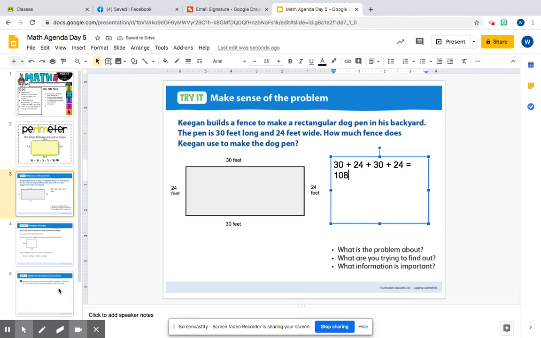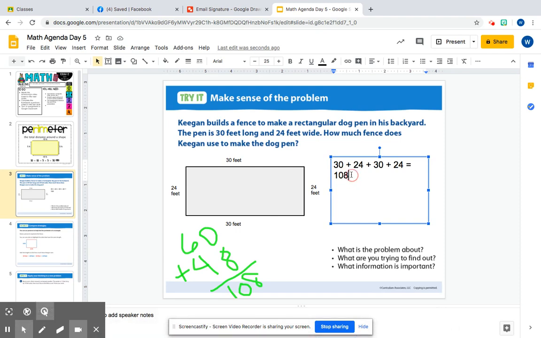Right? 60 plus 48. So let me draw you a little picture down. So if we do 60 plus 48, and then I just add 0 plus 8 is 8. 6 plus 4 is 10. So my answer is 108. So my answer for this problem, the perimeter, how much fence does Keegan need? He needs 108 feet of fence to make his dog pen.